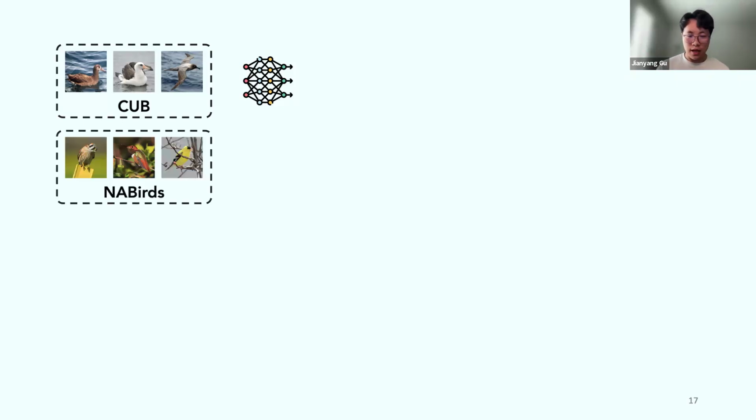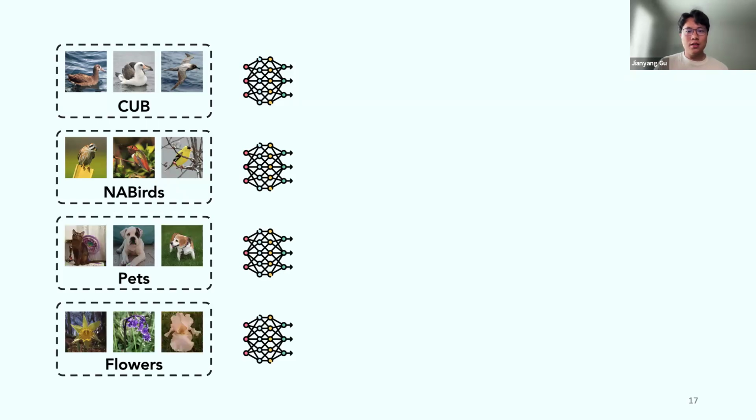Okay, tomorrow I have a new idea. I want to test this model on some other species. There's another bird data set called NABirds. But of course, this network is not going to work because it is trained on different species. Okay, then simple, I can train another network. But this will lead to an infinite number of models, because we want to know more, not only birds, we also want to know pets, we also want to know flowers, and then we will train a lot of models.